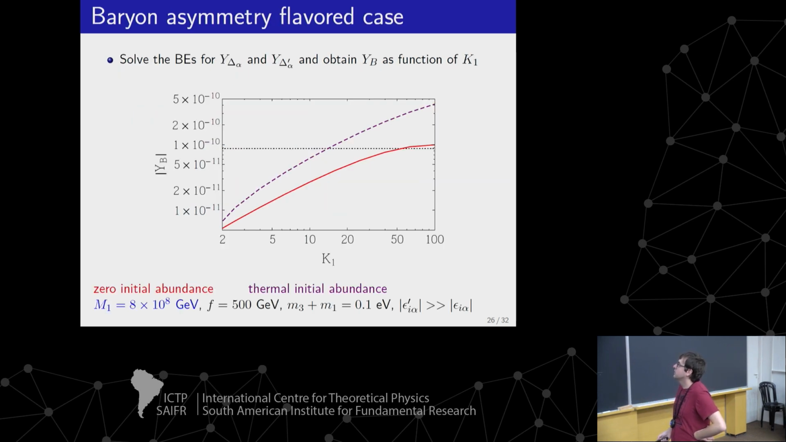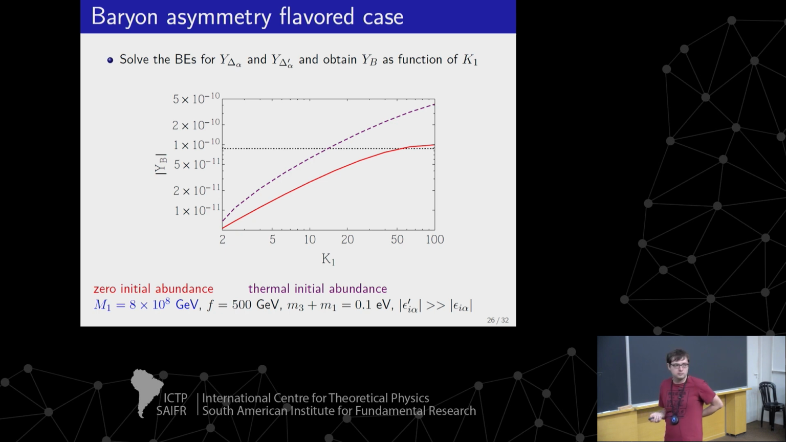Then, okay, we solve the Boltzmann equation. In this case, we don't plot efficiency, because otherwise you have to see the efficiency in each flavor. So we go directly to plot the final baryon asymmetry that we get, assuming m 10 to the 8, f 500 GeV, the sum of neutrino masses 0.1, and this epsilon prime much, much bigger than epsilon in the standard model, with those numbers I showed before. And we saw that for the zero initial abundance, the red, we need K of order 50 to get the correct baryon asymmetry. And for the thermal, with K of order between 10 and 20. So in this case, we lower a bit the scale, considering this flavor effect.